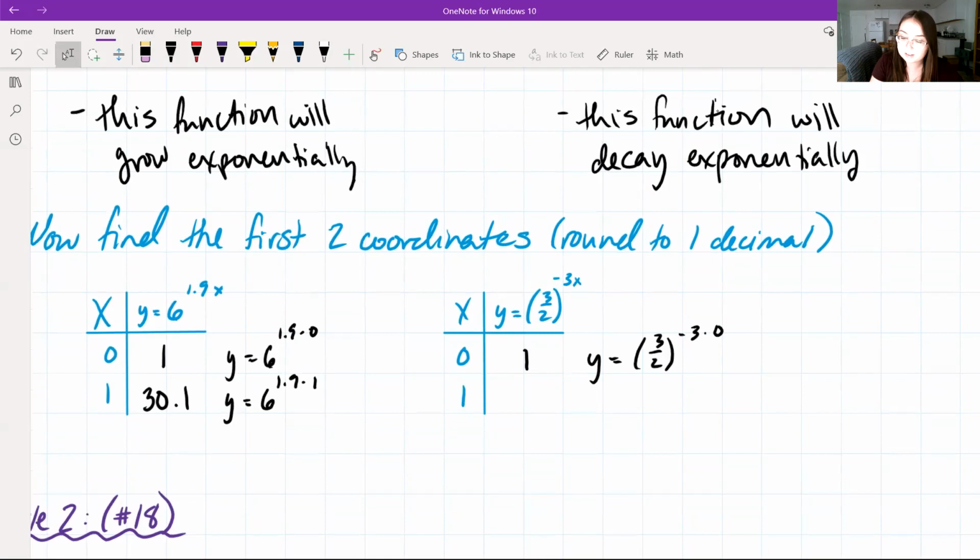Now we can calculate for x equaling 1. So we have y is equal to 3/2 to the negative 3 power times 1. This is essentially going to be y is equal to 3/2 to the negative 3rd power. And when we calculate this value, we end up getting about 0.3.